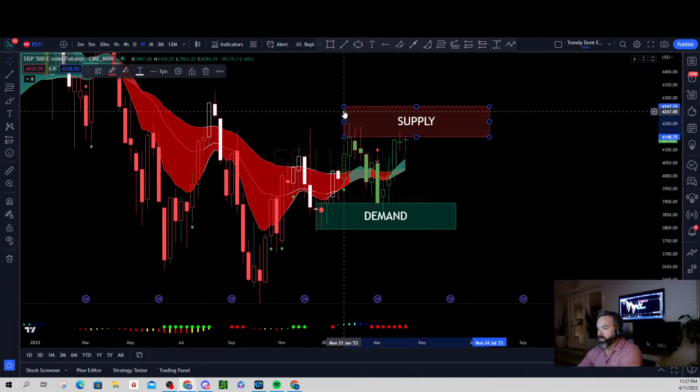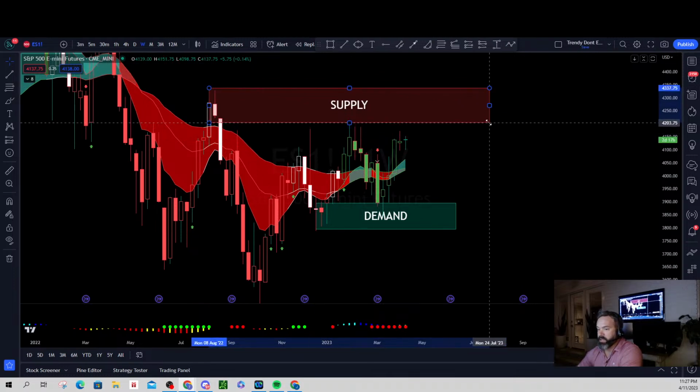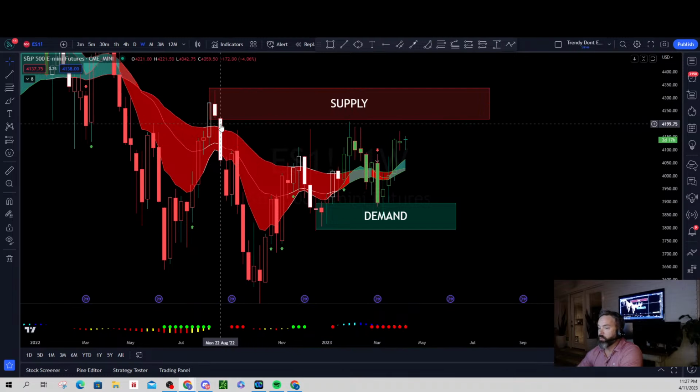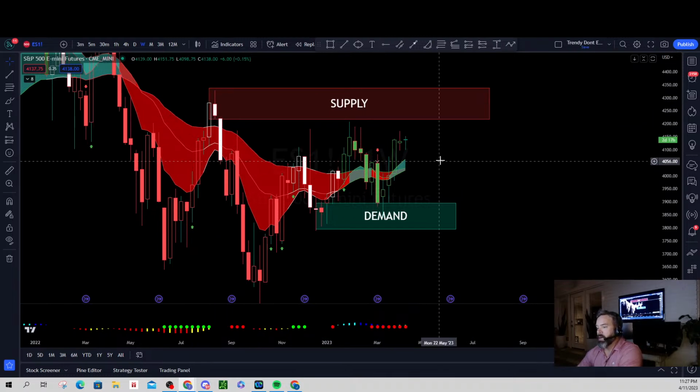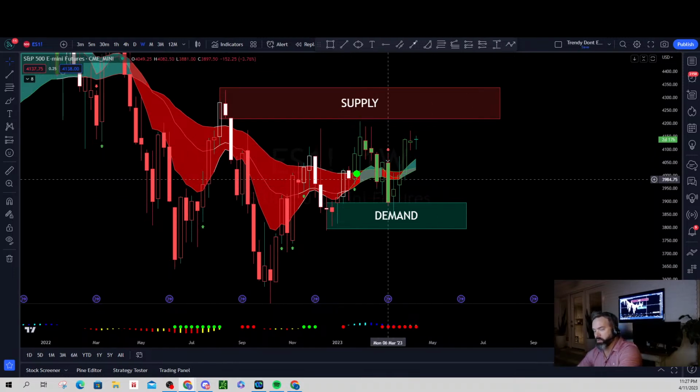Now, the bigger picture is if we take this supply zone and we come over here, this is the supply zone that I've been waiting for a very long time. And you should be cautious here. This is a huge pullback. Look at the down pressure from this move.